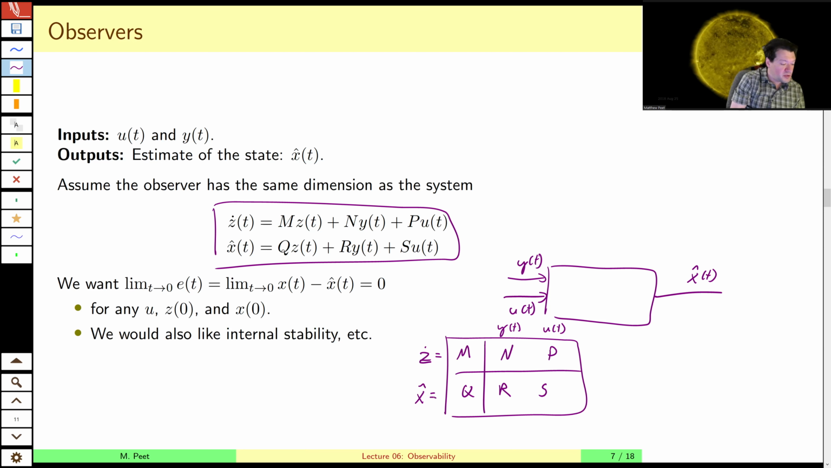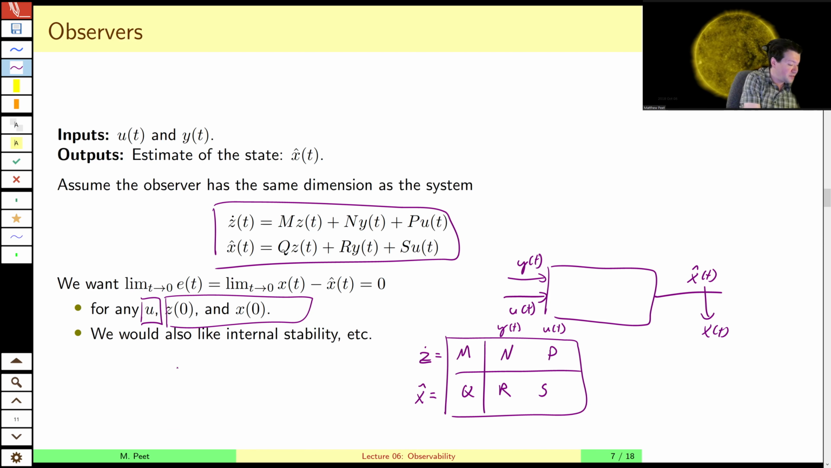And of course, we don't know what the initial conditions of the observer are. We run it all the time, so the actual initial states don't really matter, because they evolved from some infinite time in the past. So we'd like it to work for any initial conditions. And we want it to work, in closed loop, but we'll just say for any input signals. We would like this thing to go to x of t. We would like those to be approximately the same.